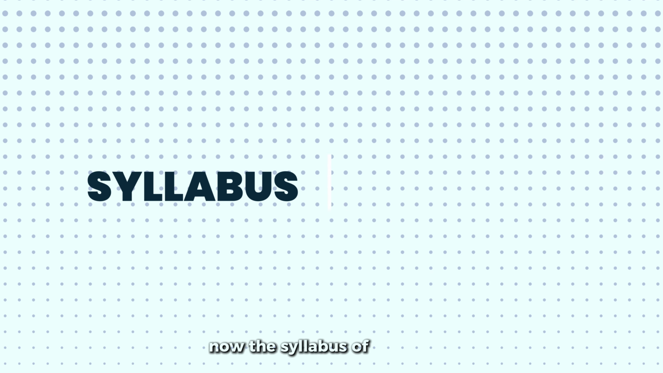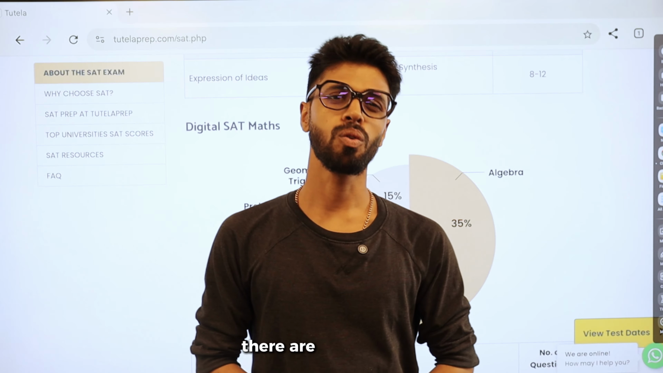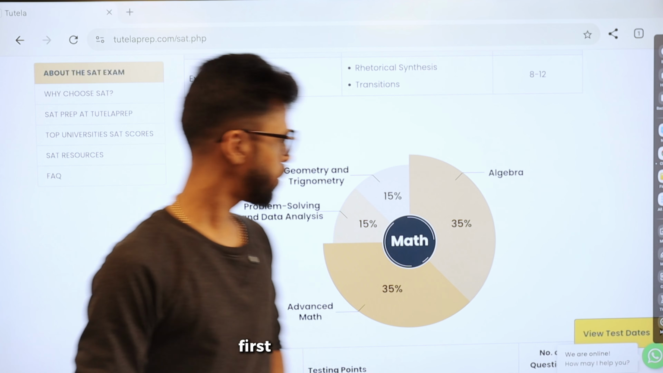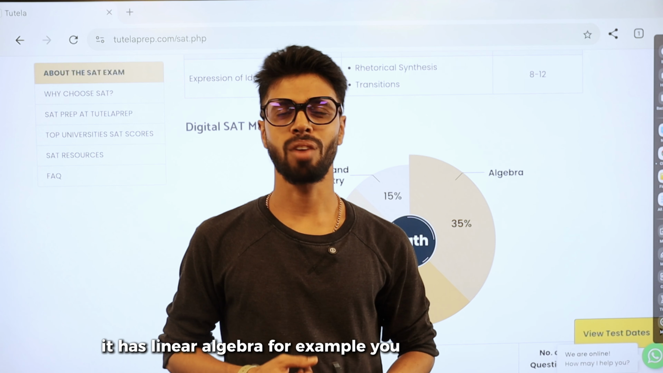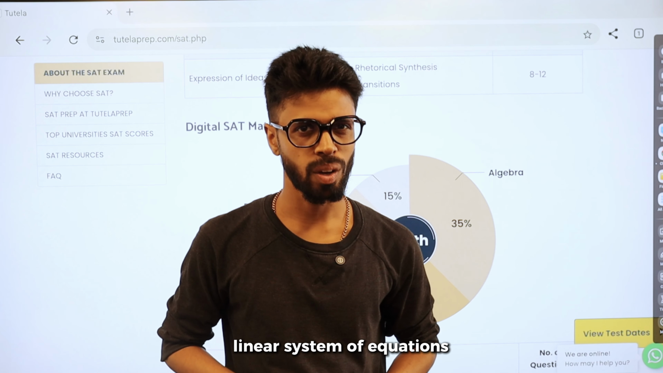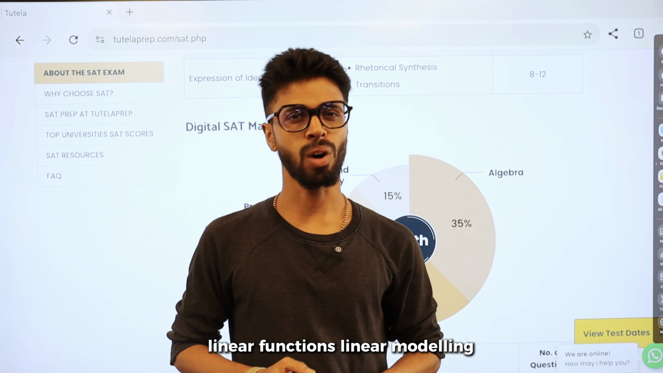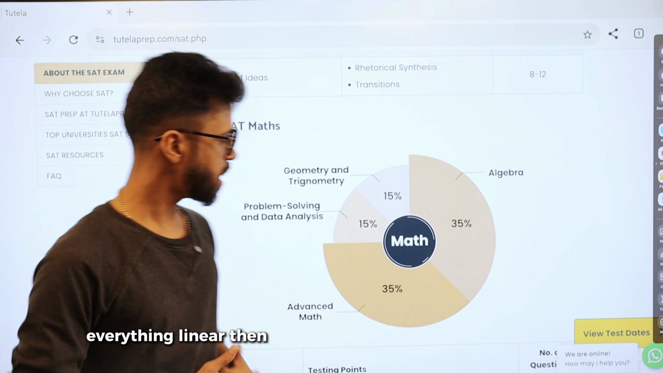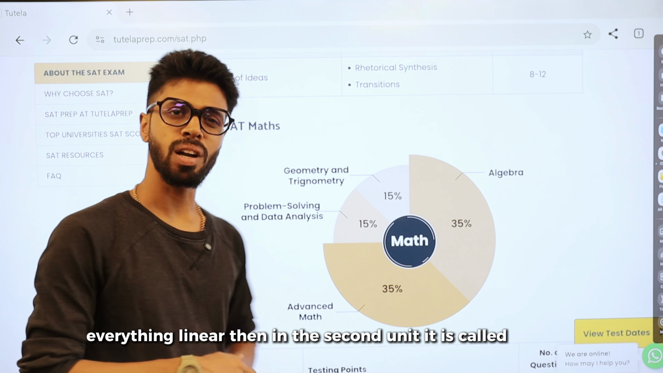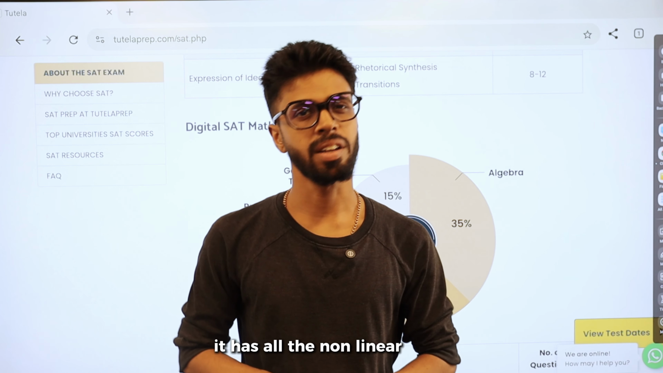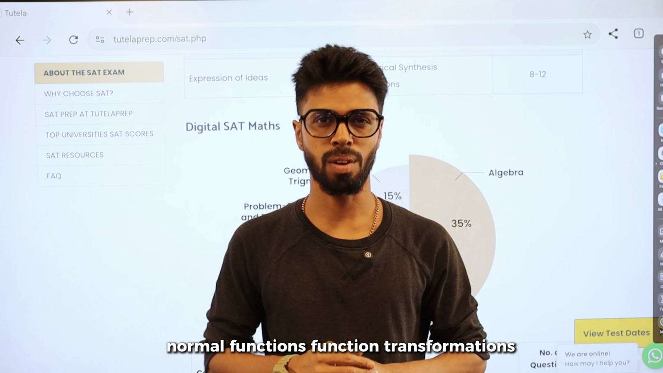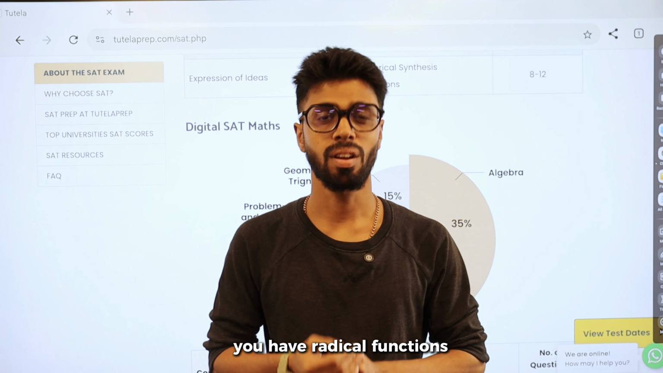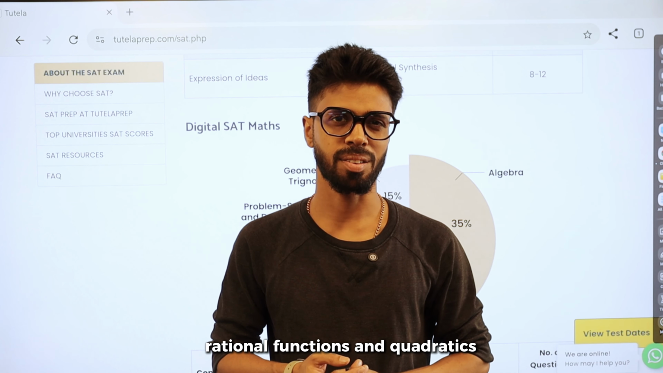Now the syllabus of math in SAT. There are 4 units here. First one is called algebra. It has linear algebra. For example, you have linear equations, linear system of equations, linear functions, linear modeling, everything linear. Then the second unit is called advanced math. It has all the non-linear algebra. You have exponential functions, function transformations. You have radical functions, rational functions, and quadratics.